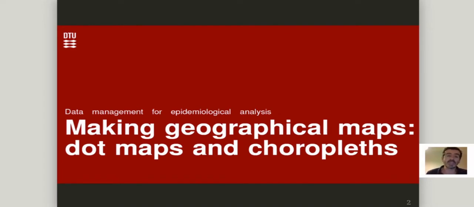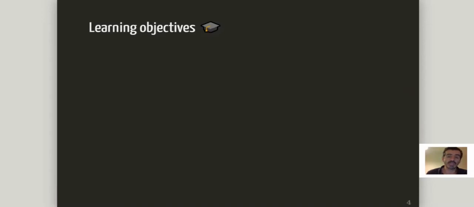So let's have a look at the objectives of this lecture. The main objective is that you can create your own maps, what we call dot maps and choropleth maps, using QGIS software or R software. Both of them are free software which can be downloaded for free, and R is open source, and I think QGIS is as well. There is an exercise attached to this video, where you are going to be guided on how you can make your maps.